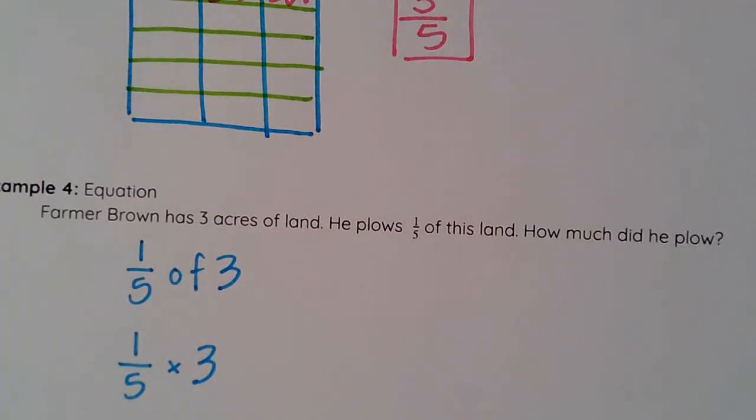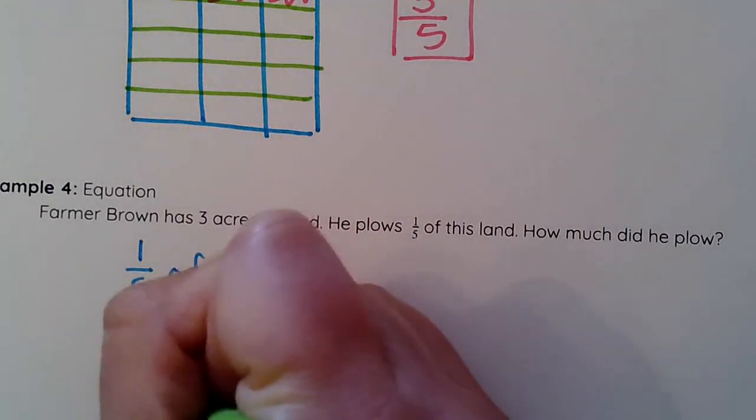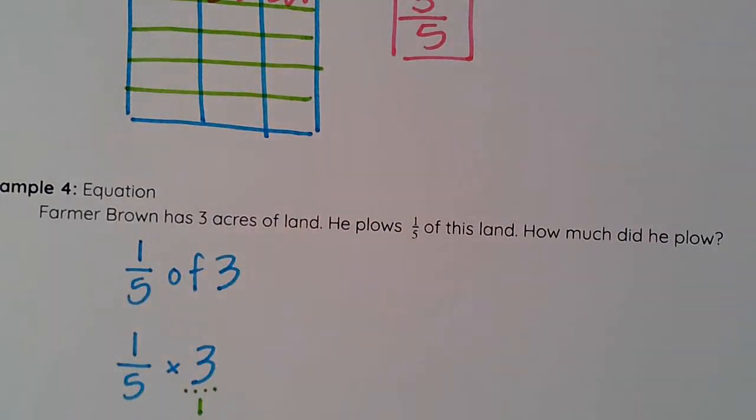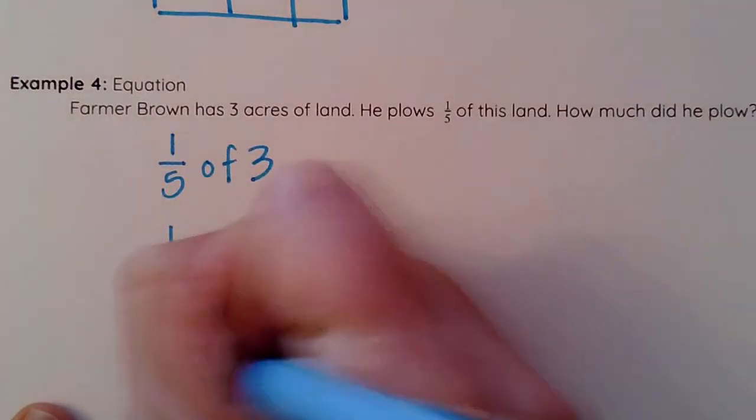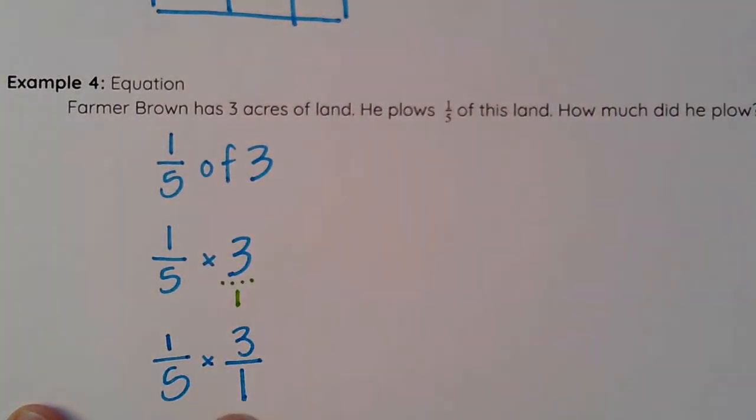All right, so when we multiply fractions, all we do is multiply straight across. But right now, I have 3 as a whole number, so I want to turn that into a fraction. We know that under every whole number is a 1. So we can rewrite our problem as 1/5 times 3 over 1. That's the same as 3 wholes.